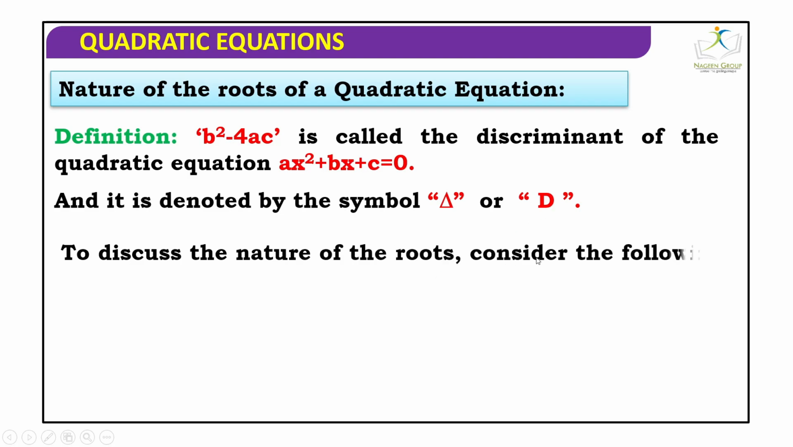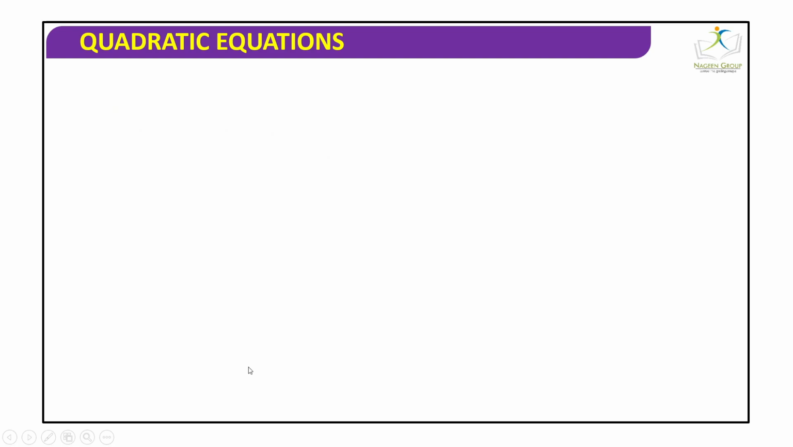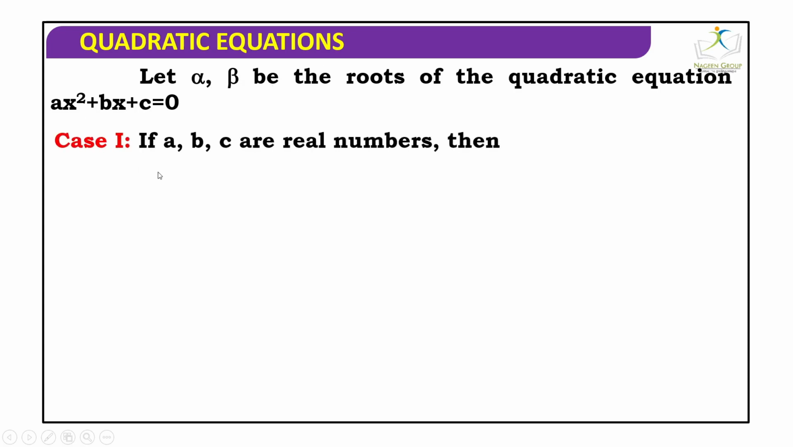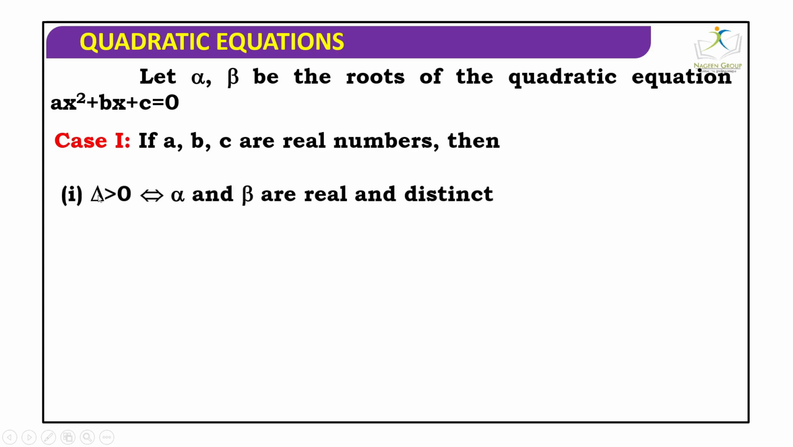To discuss the nature of roots, consider the following cases. We are discussing the cases here, that alpha and beta are the roots of a quadratic equation. So here, if a, b, c are real numbers, then if del is greater than 0, if and only if alpha and beta are real and distinct, right? Here I am taking del greater than 0. If the value of del is greater than 0, then the roots will be real and distinct. They will be real and also different values.